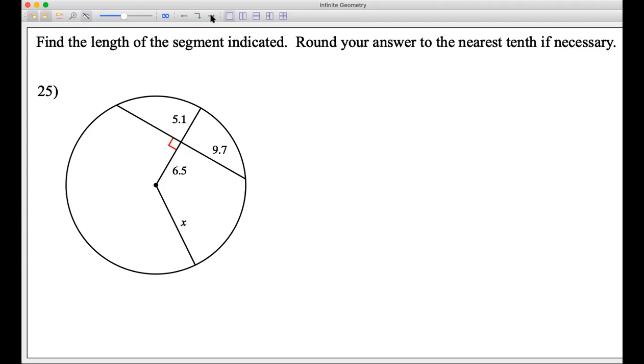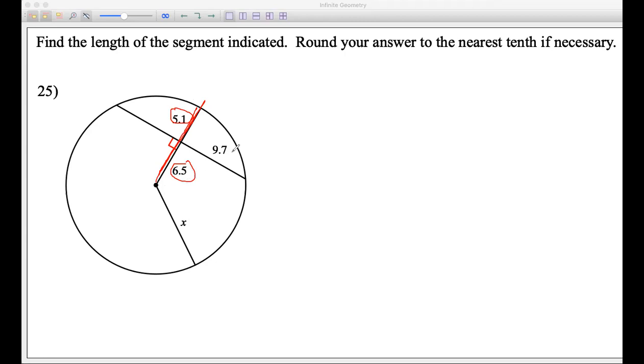X is literally 11.7. How in the world do you know that? 6.5 plus 5.1. Yeah. So Matt figured out technique number one. Technique number one on these problems, 25 through 34, is find a radius that has something labeled. By the way, none of the radii are labeled completely. But this radius right here says that this is 6.5 and this is 5.1. You add those together, and any radius would be that distance. Therefore, x is whatever 5.1 plus 6.5.